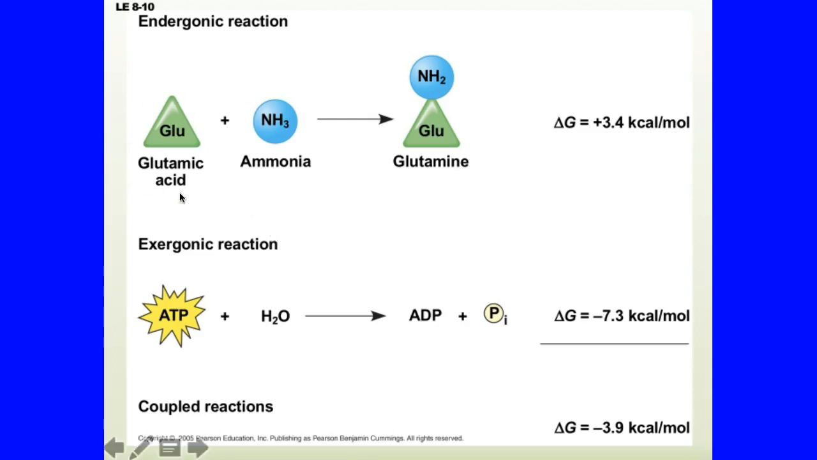Right here we have glutamic acid and ammonia. When we build those together, it's an anabolic reaction, which means we have an input of energy, and that's why it's a positive delta G. The exergonic reaction, though, is ATP, remember, those three phosphate groups ready to come apart, and then we add water. That results in ADP, an extra phosphate group, and a release of energy, which is this negative 7.3 right here, this negative free energy. This is the actual energy being released from this whole system.